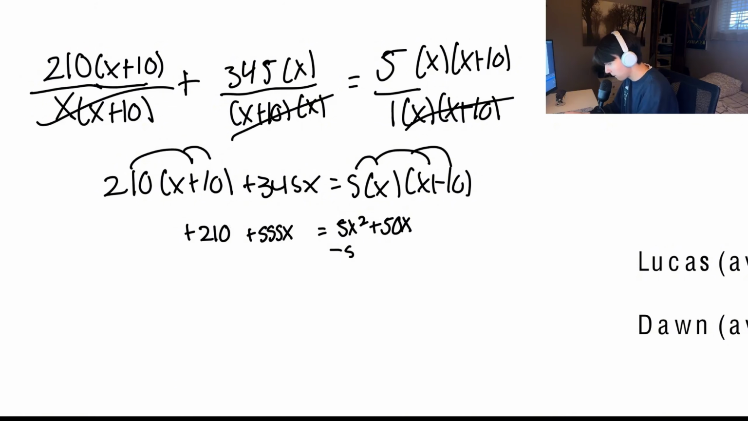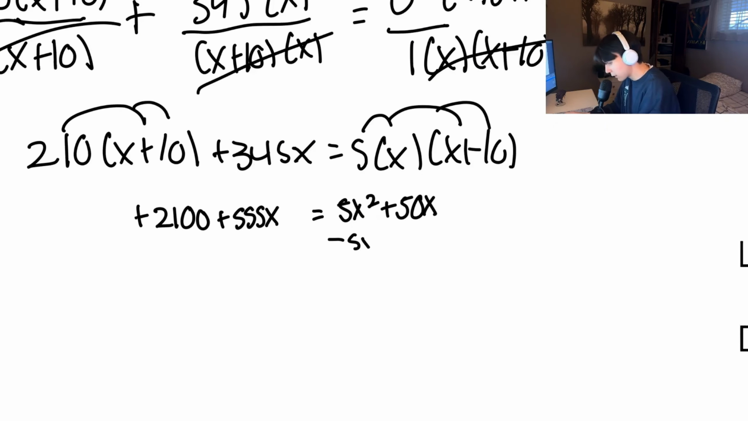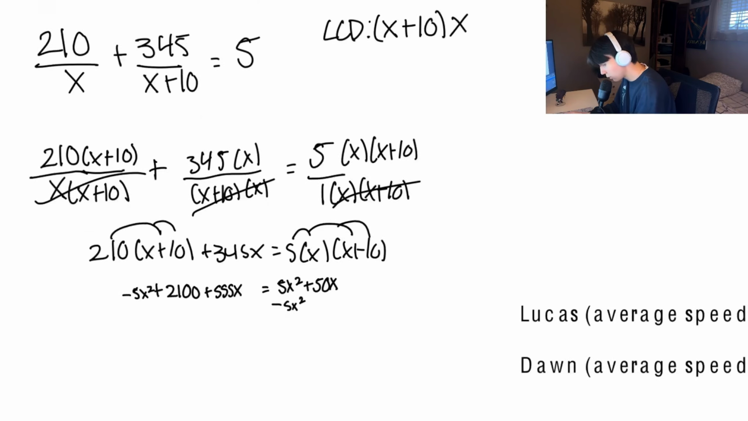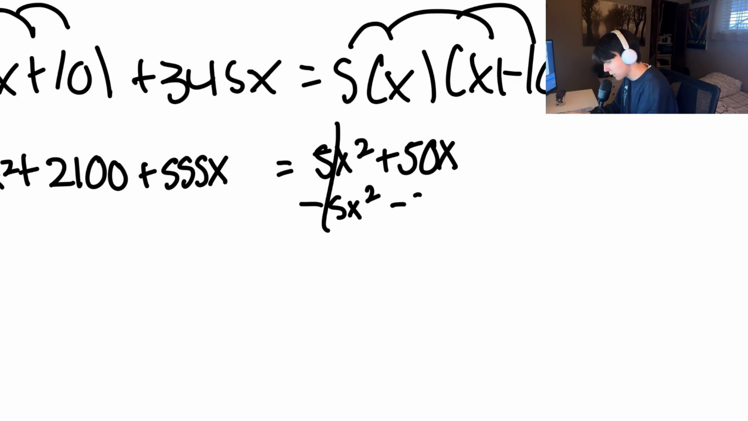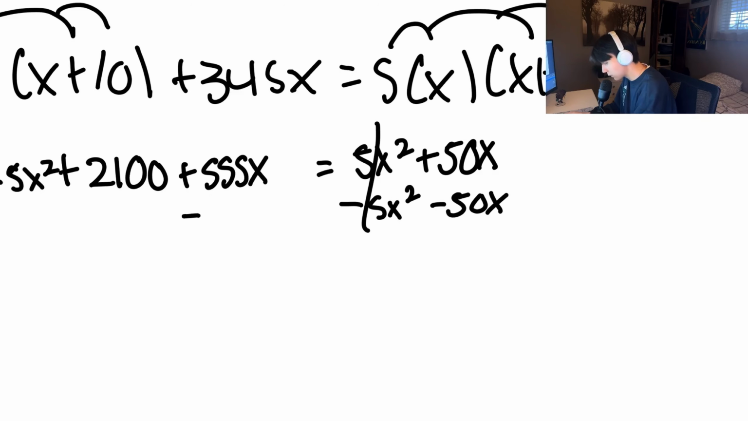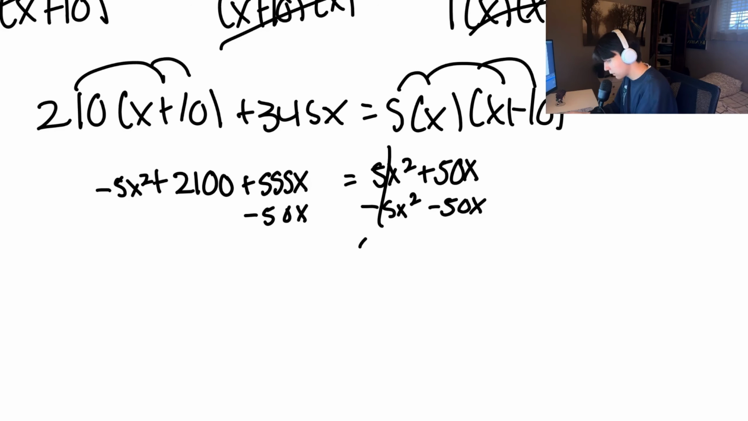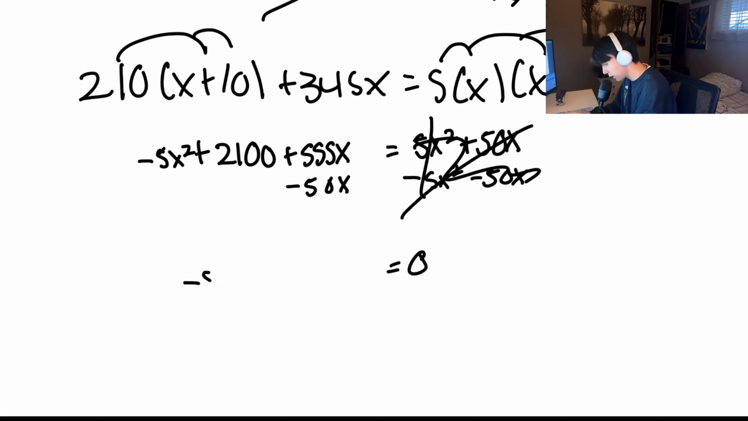So minus 5x squared from both sides, and that cancels out, and we have to subtract 50x. So minus 50x from here. Now that this side is all canceled out, it's going to be equal to 0. And on our left side, we have negative 5x squared plus 505x minus 2100.